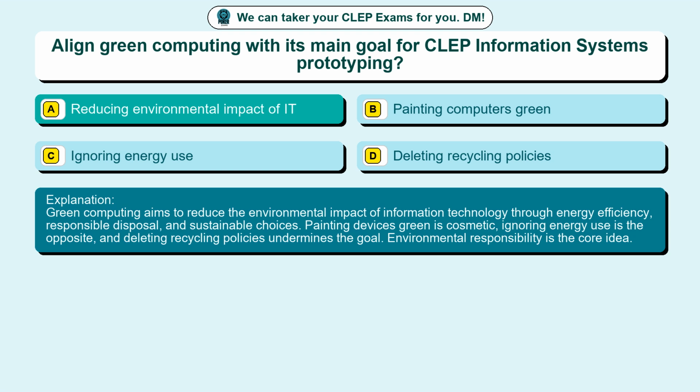Green computing aims to reduce the environmental impact of information technology through energy efficiency, responsible disposal, and sustainable choices. Painting devices green is cosmetic, ignoring energy use is the opposite, and deleting recycling policies undermines the goal. Environmental responsibility is the core idea.